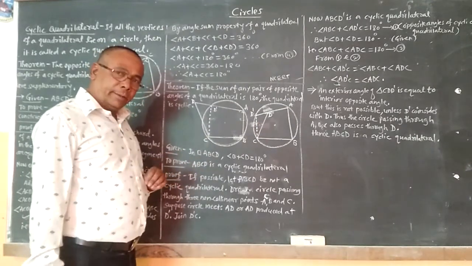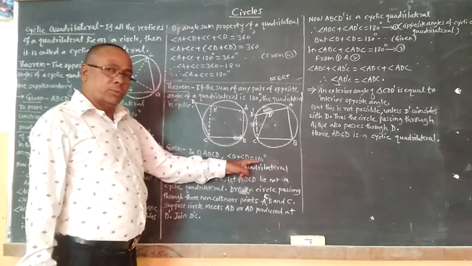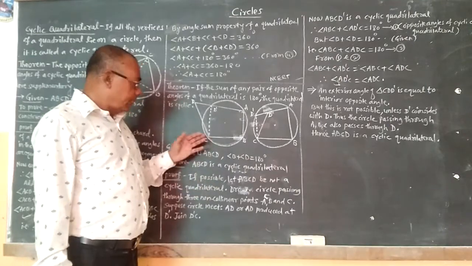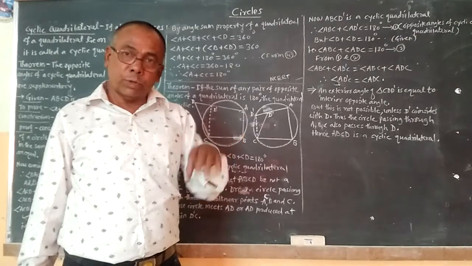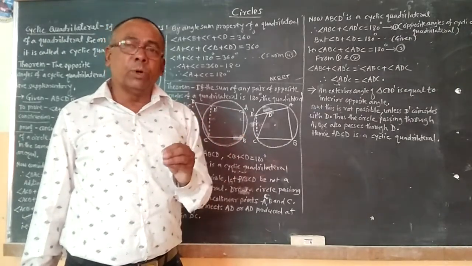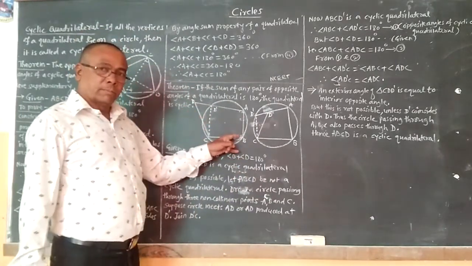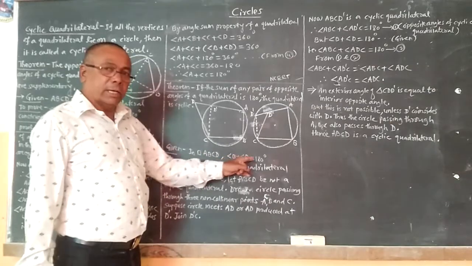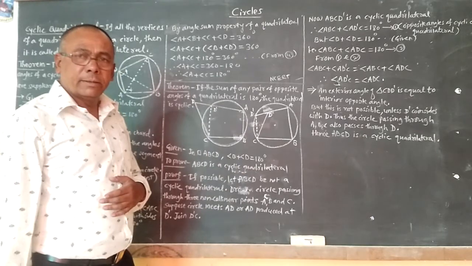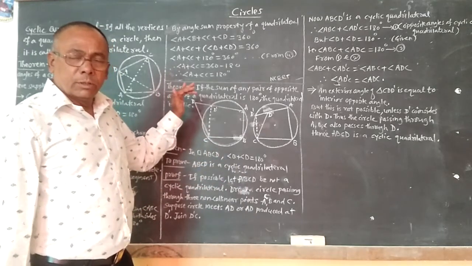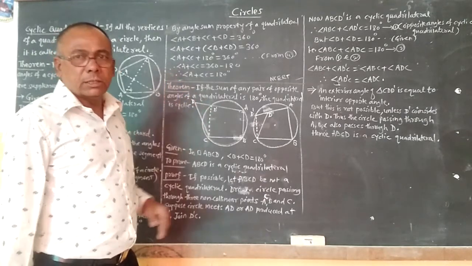Now given is that in a quadrilateral ABCD, angle B plus angle D is equal to 180 degrees. Means here it is given any quadrilateral, but it is not cyclic. We have to prove that it is cyclic. It is only given that angle B and angle D, the opposite angles of quadrilateral ABCD, are supplementary. And now we have to prove that the quadrilateral is cyclic, because we have just studied that if opposite angles are supplementary, then it must be a cyclic quadrilateral.